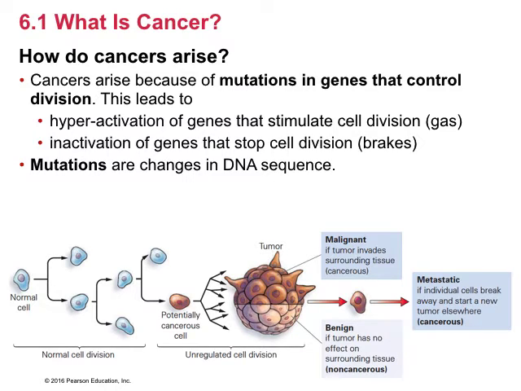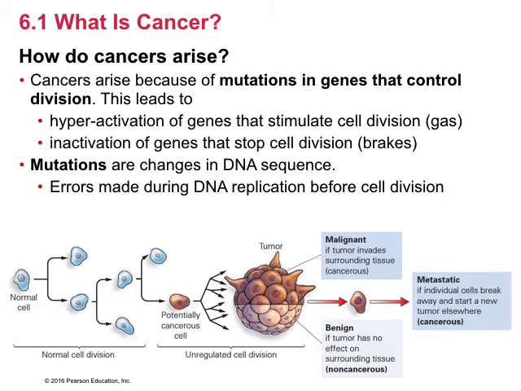So, and just so you know, mutations are changes in DNA sequence. So any change in the DNA sequence of a gene, and a gene is one chunk of DNA that has the information to make one protein. So if you change one of the letters in the DNA sequence, you'll eventually change the protein, right? And that might lead to hyperactivation of the proteins or inactivation of the proteins that control cell division.